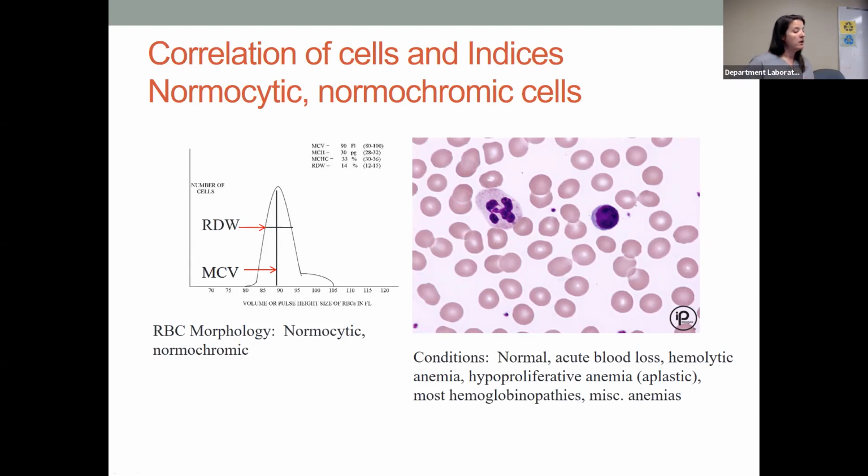Normal, of course. Anytime there's an acute blood loss, because all the nutritional values are there, they've just experienced a lot of red cell loss. So the bone marrow can start producing red cells that should all be normochromic, normocytic. All of our hemolytic anemias, such as sickle cell, G6PD deficiency, hereditary spherocytosis, they're producing normal sized cells, but they're being destroyed at a rapid pace. Those are normochromic, normocytic.